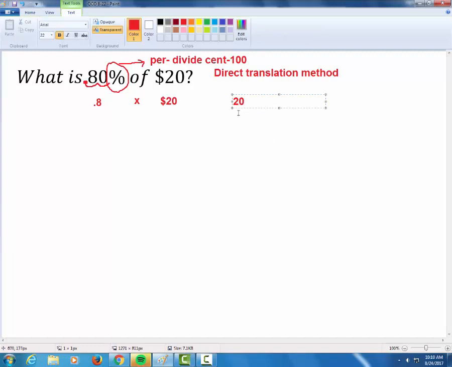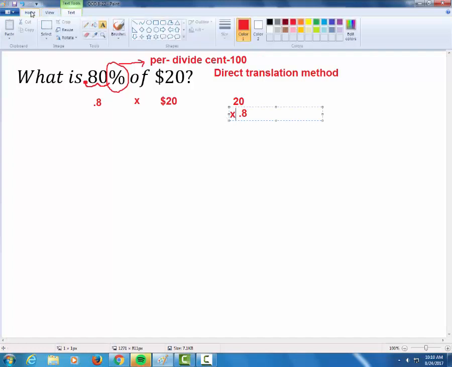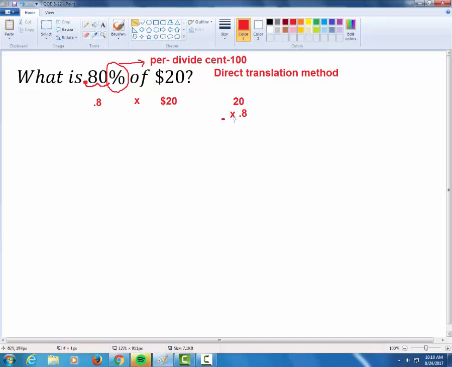So I'm going to put the 20 on top. I'm going to put the 0.8 on the bottom, and I am multiplying. Now notice, I don't bother to line up the decimal places or add extra zeros. None of that matters when you're multiplying. We've always been able to multiply any number times any number. Size doesn't matter, type doesn't matter. And so because of that, it doesn't matter if you line up decimals or not when you're multiplying.